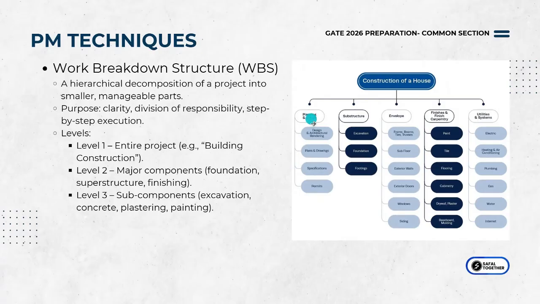You say, okay, in planning, you need permissions, you need to prepare the drawings for it, you need to list out the specifications for it, what is the kind of rendering, all of that. So this becomes your level three, which is your sub components.